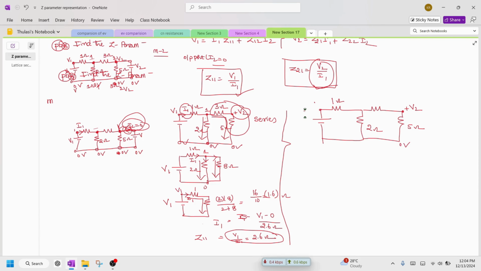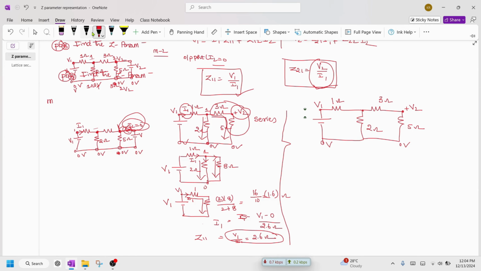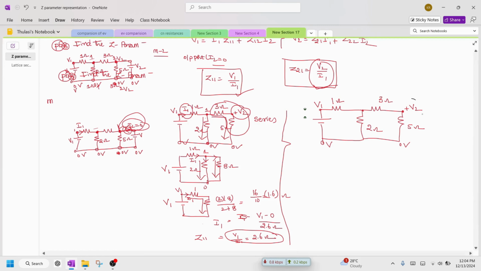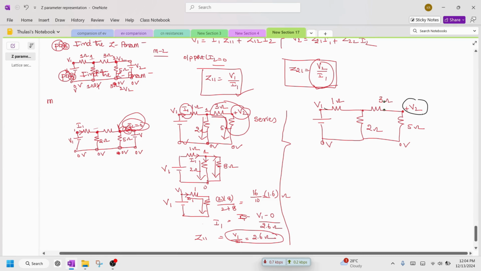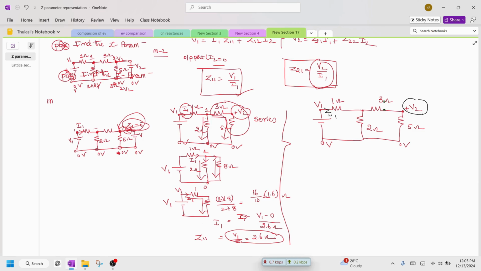The voltage at this point is V1, 0 volts. Okay, and this is of some 3 ohm. So now I want to link V2 as well as I1. How to link is a very important question.